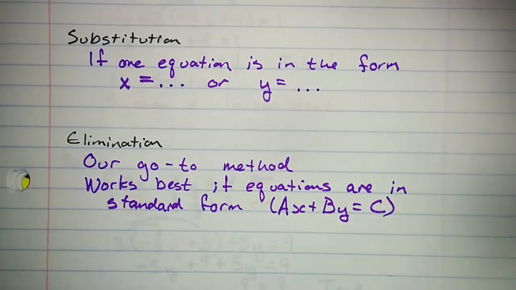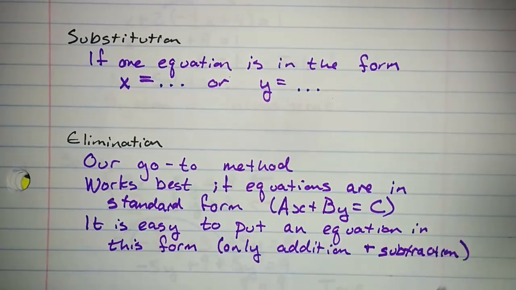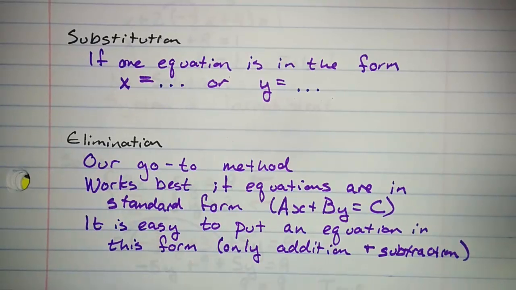Since we have that kind of looser definition of standard form, it is easy to put an equation in this form. Only addition and subtraction are needed. And that's a big reason that we like elimination generally. We have to do a lot less keeping careful track of parentheses, keeping careful track of signs. Pretty much addition and subtraction are what we do. Sometimes we multiply both sides of an equation by the same number. But that's really it.